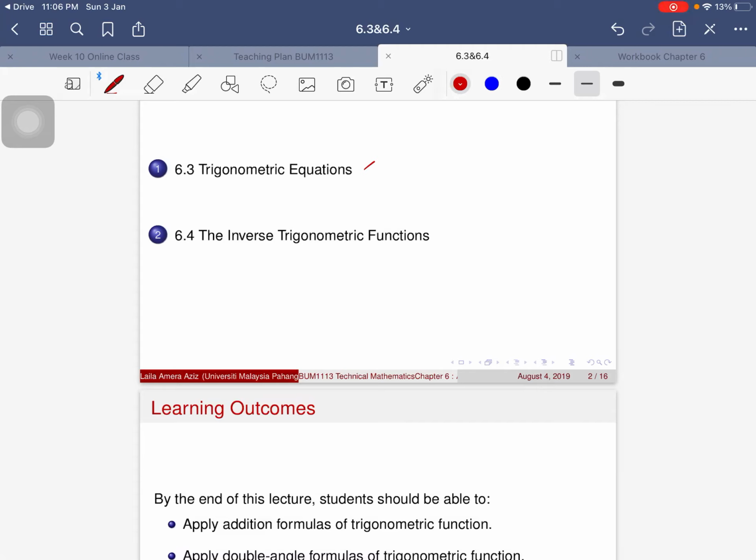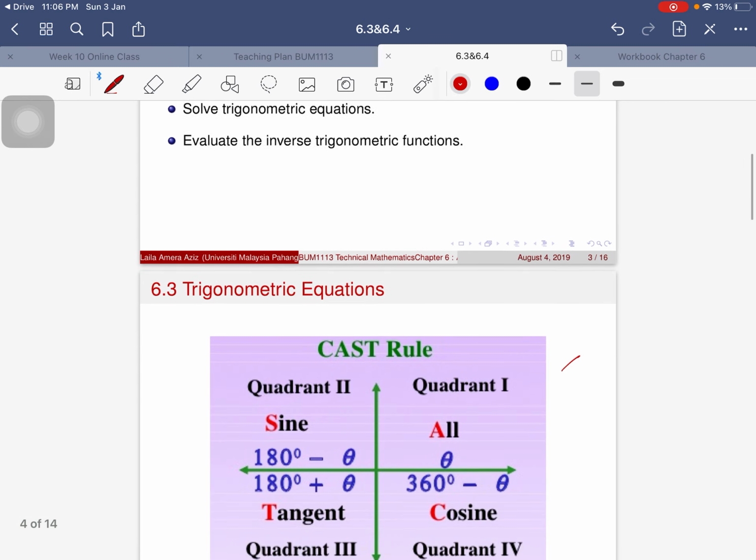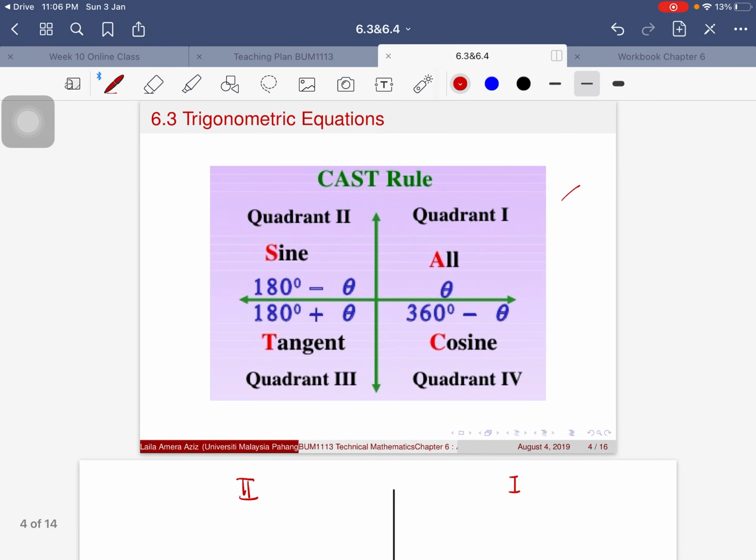Okay, so basically in this topic 6.3, we're going to discuss trigonometric equations. You're going to be given an equation and you're going to find the solution of the equation within the restriction given. But before we start with solving the equation, there are certain elements that I wanted to remind you.